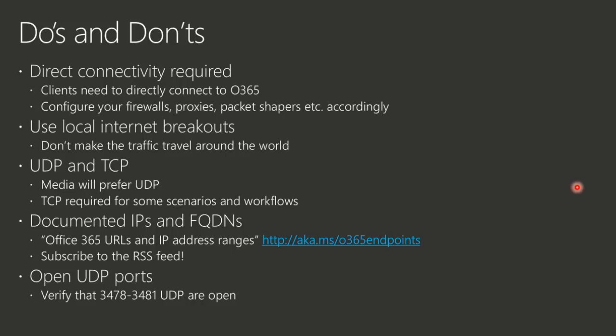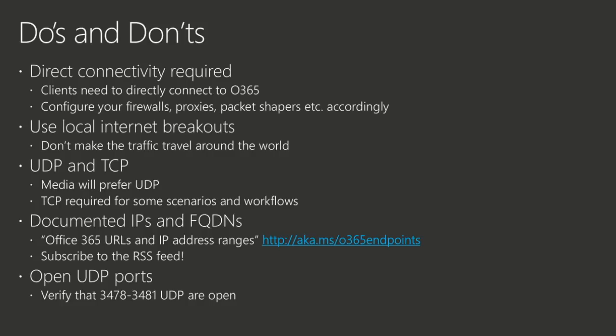Here, a couple of do's and don'ts when it comes to media. Direct connectivity is required. Every one of your clients needs to be able to connect directly to Office 365 so that they can establish that media path. They need to be able to talk directly to that transport relay or media relay. Don't put any proxies in there. Don't shape the traffic. Don't do deep packet inspection. Everything is very bad and might make the user experience worse or just prevent calls in the first place.